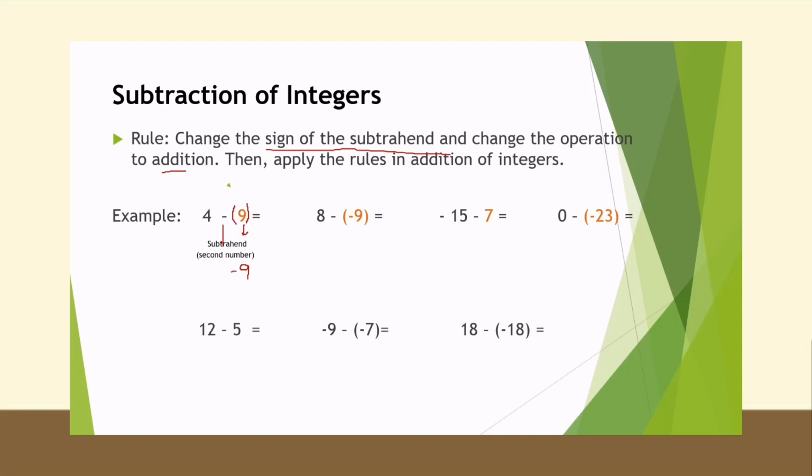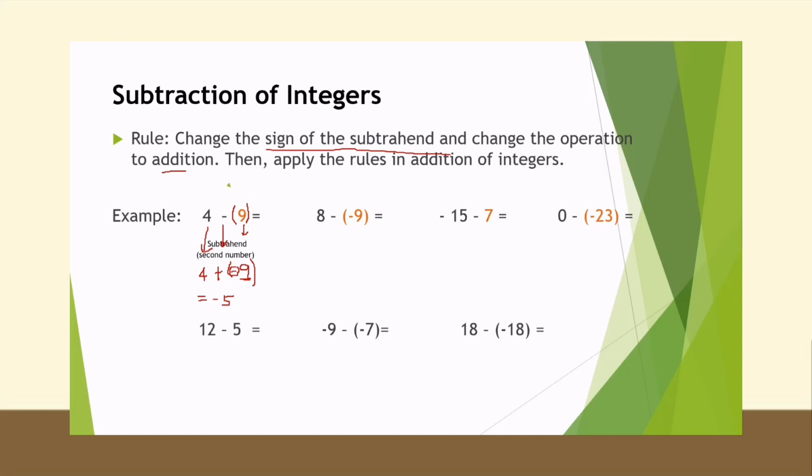Then, change the operation to addition. Copy the first number or the minuend, which is 4. So you have now 4 plus negative 9. So applying the rules in addition of integers, we have to follow the rules for unlike sign. So that is, you subtract the numbers. 9 minus 4 is 5. Then copy the sign of the number with a greater absolute value, and that is negative. So therefore, the answer is negative 5.